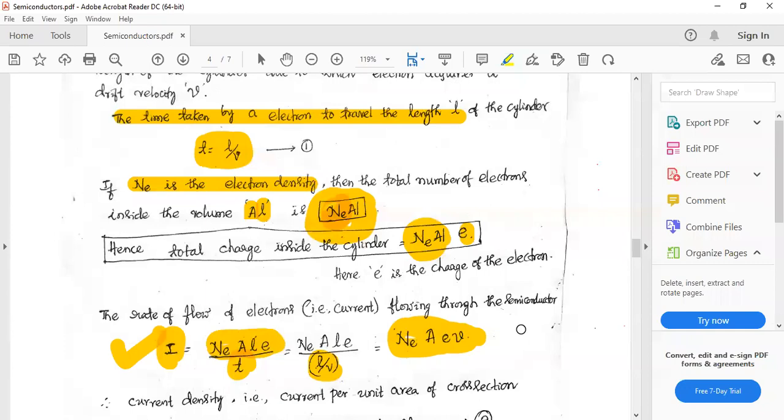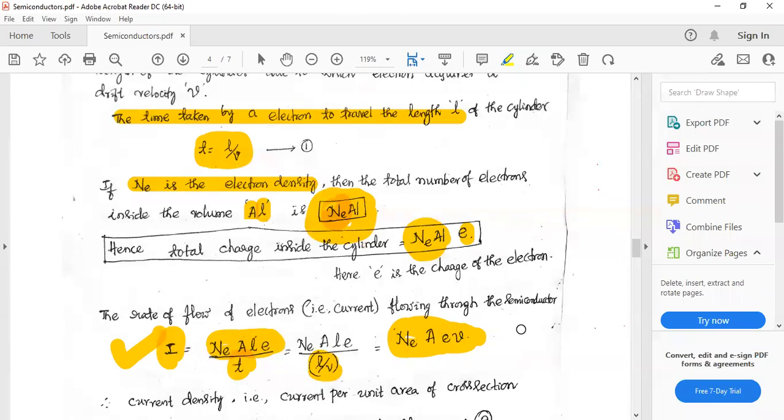Now, this is a very important step. Students usually make mistakes in obtaining the value of current inside the semiconducting material. Okay, it is NeA into eV. You have to practice at least 4 or 5 times to perfect this expression.